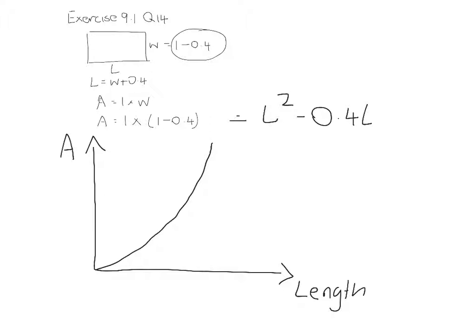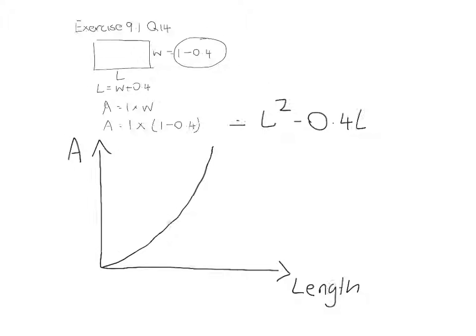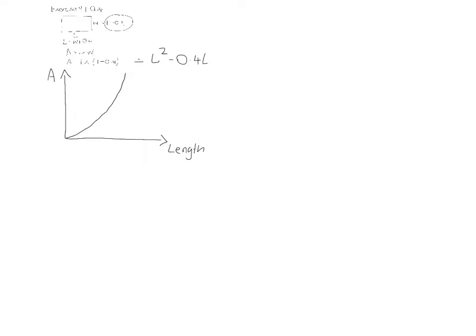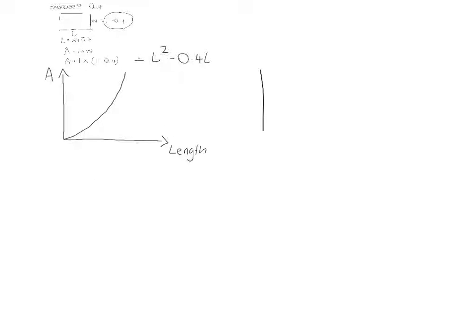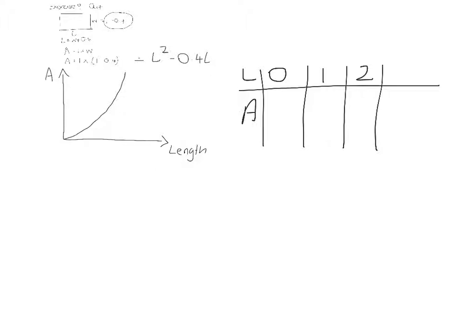In order to draw the graph, you need to create a table. So your table should have length and area. Choose some lengths. A length of 0, a length of 1, a length of 2, a length of 3, a length of 4. You can go on forever.